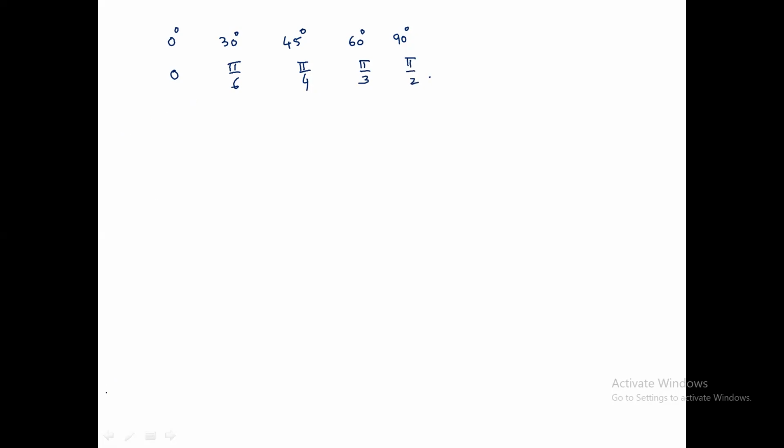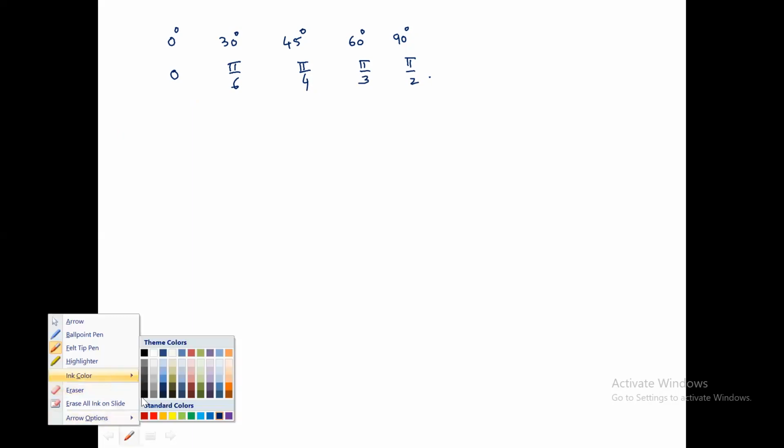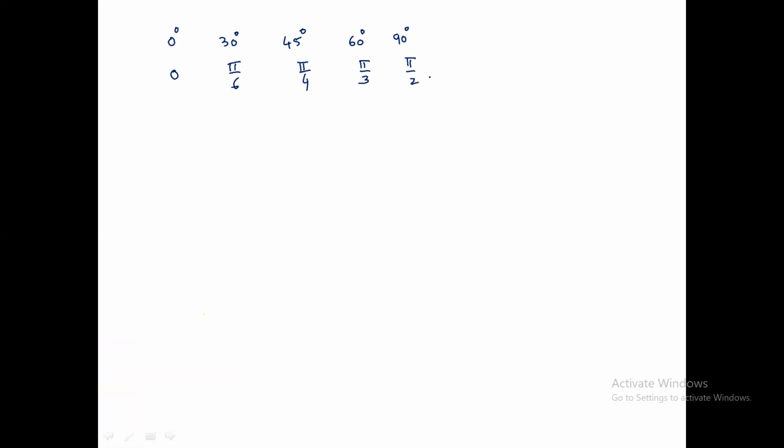Now, how to learn or write the values? One method I will tell. First, write 0, 1, 2, 3, 4. These numbers you have to write. Then, everywhere divide by 4. All the numbers 0, 1, 2, 3, 4 divide by 4. Then take square root everywhere. So you can remember. 0 by 4 is 0.